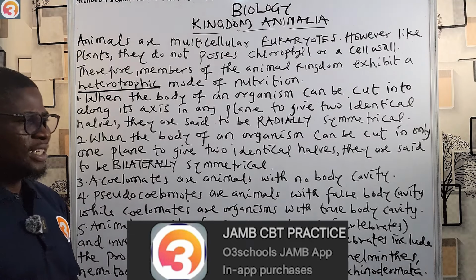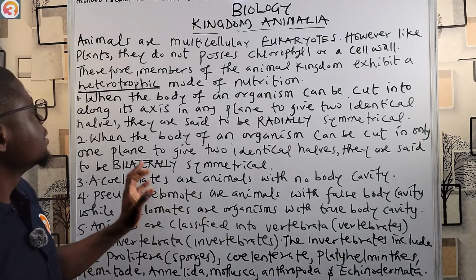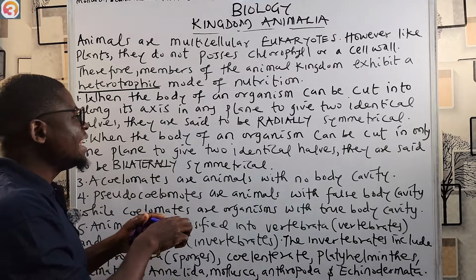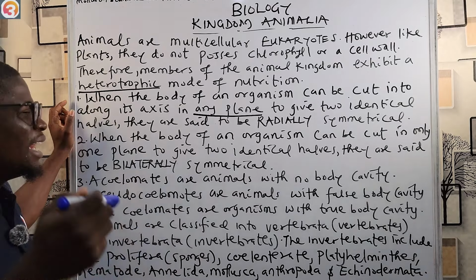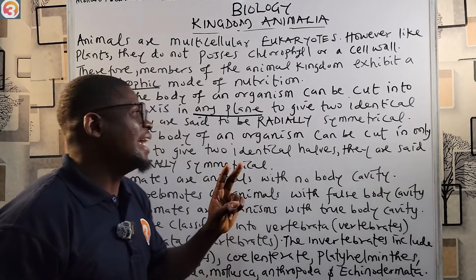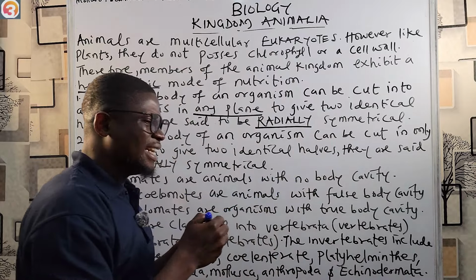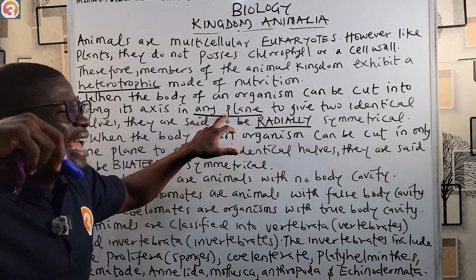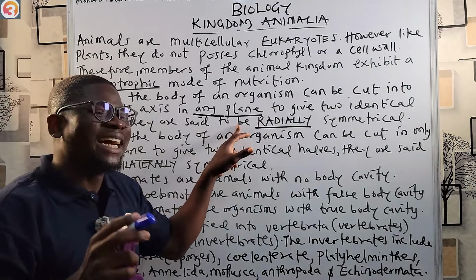Now, you need to understand the difference between radial symmetry and bilateral symmetry. When the body of an organism can be cut along its axis in any plane, in any angle, to give two identical halves, then it is said to be radially symmetrical.